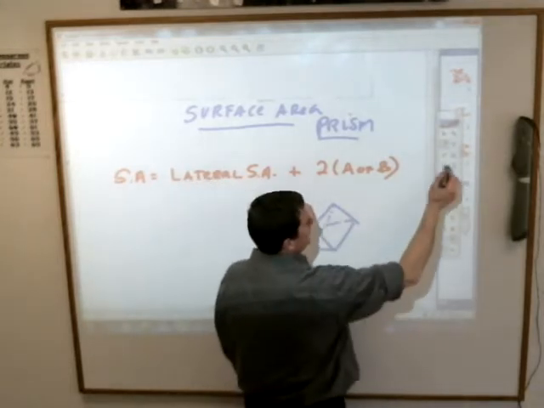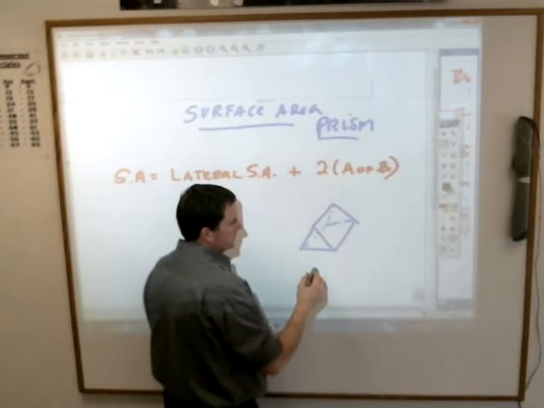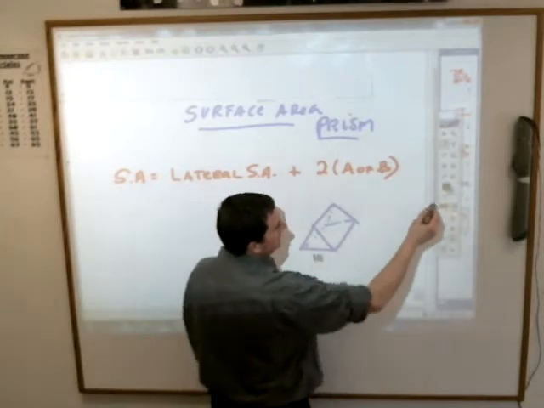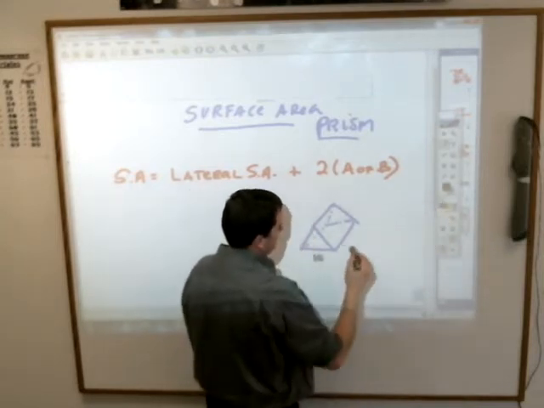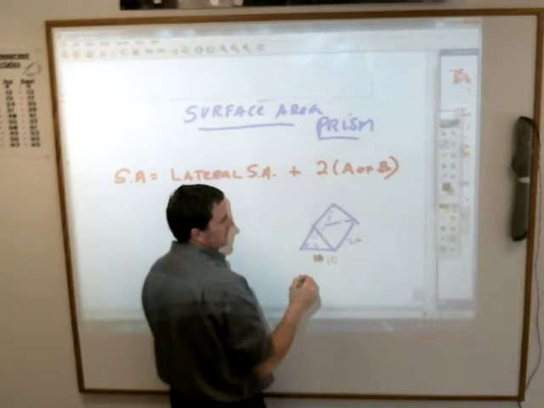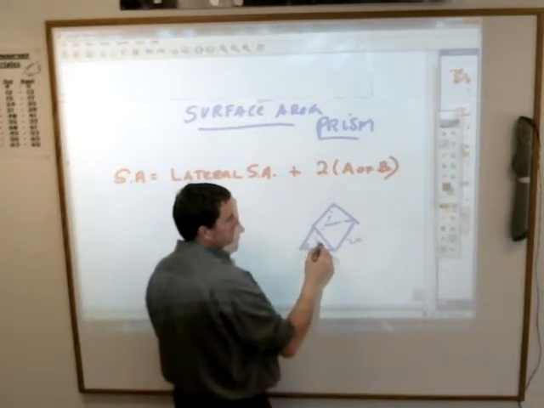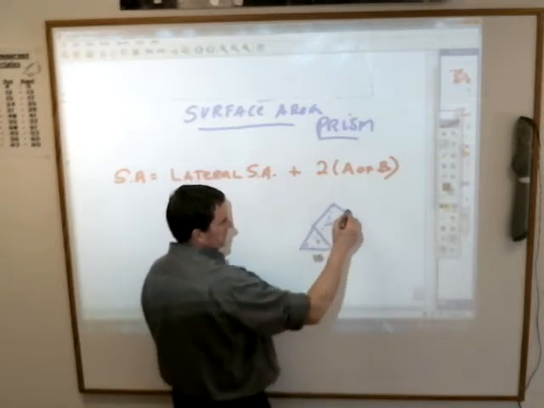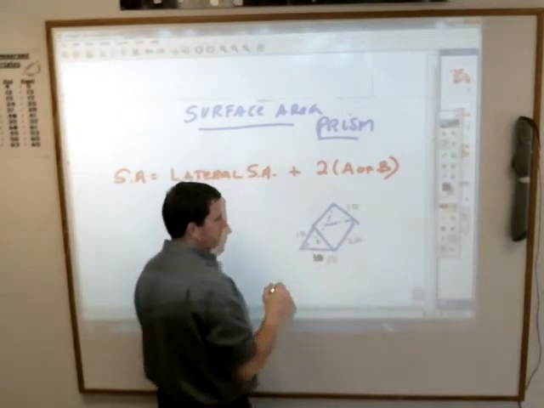Let me put some measurements on that shape. Let's try to make it easy. Let's make this 10. I wish I wasn't drawing so big. Let's make this 10, 20, and the height, let's make 8. And let's make these sides all 10. Can I do that?